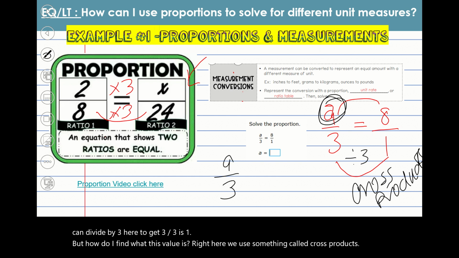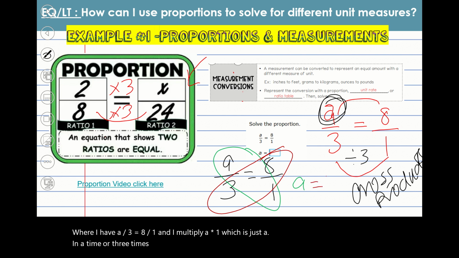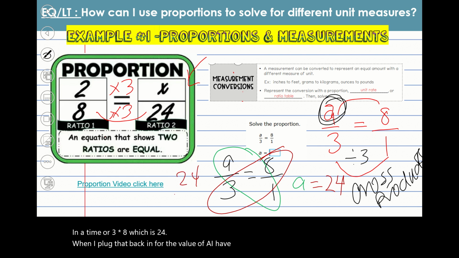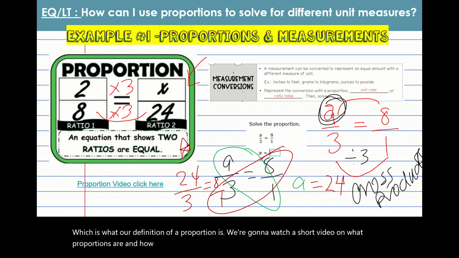where I have A over 3 equals 8 over 1. And I multiply A times 1, which is just A, and 3 times 8, which is 24. When I plug that back in for the value of A, I have 24 over 3 equals 8 over 1. So we know that those two ratios are equal, which is what our definition of a proportion is. We're going to watch a short video on what proportions are and how ratios relate to proportions.